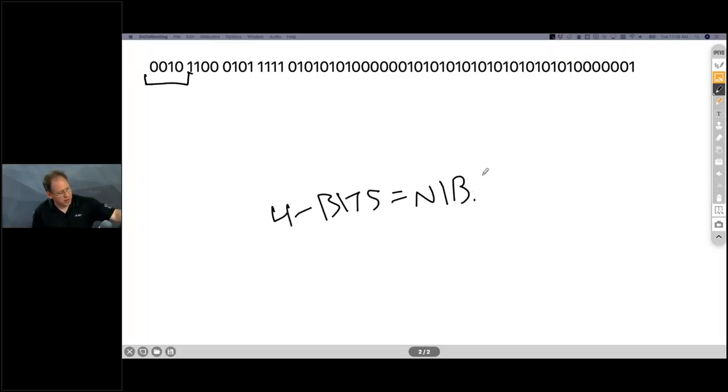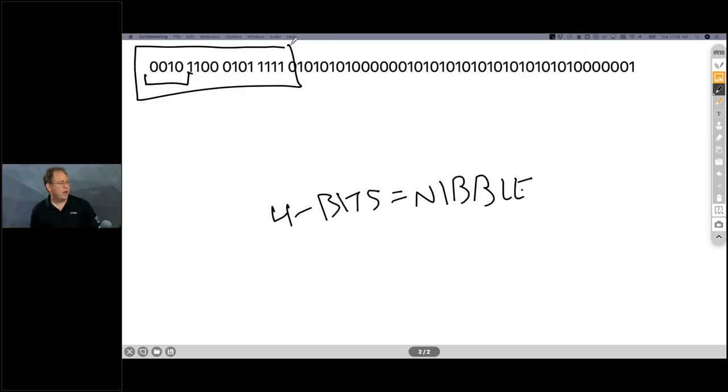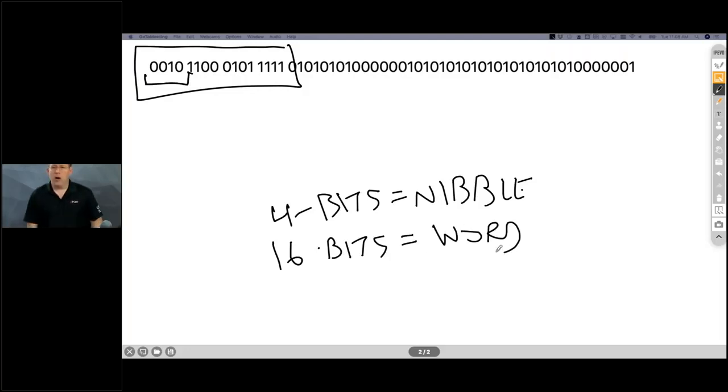Here's another one for you. What if I give you 16 bits? So that would be all of this right there. What is 16 bits called? We call that a word. That is a word. Why do I care, Keith, other than impressing my friends on Friday night at cocktails? Well, there's a reason for this.